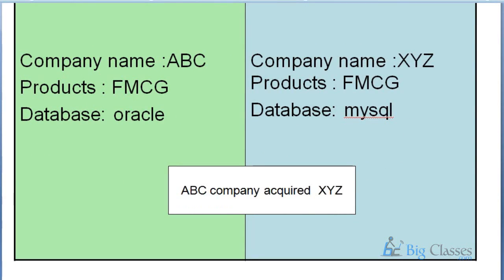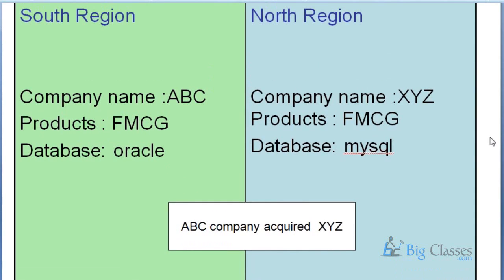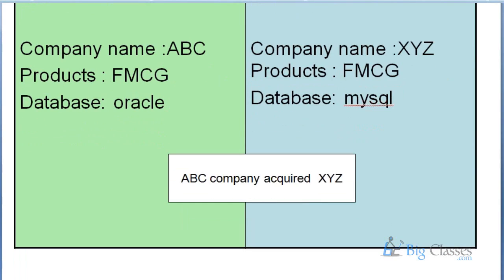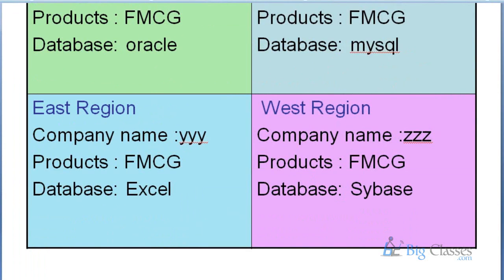So keeping that in mind, I acquired some companies in the other regions. I acquired a company in the north region, XYZ. It also deals with FMCG, and here I use MySQL as my database. In the same way, in the east and west regions, I have acquired some companies. In one area, I use Excel to capture my business transactions, and in another region, I use a Sybase database. So in the four regions, I have four different databases: Oracle, MySQL, Excel, and Sybase. Now I have my business across India.